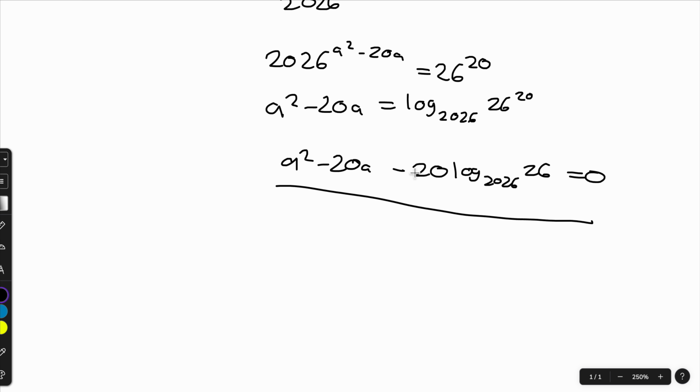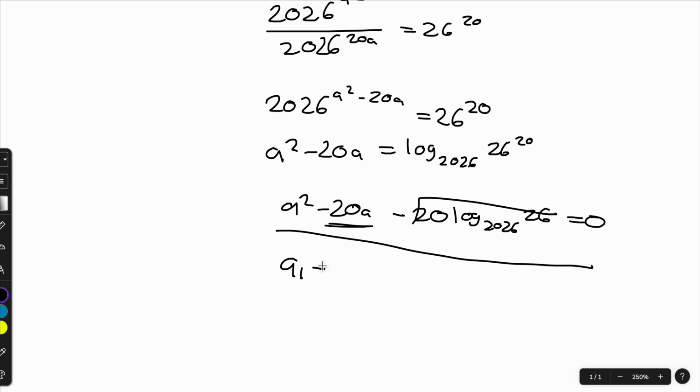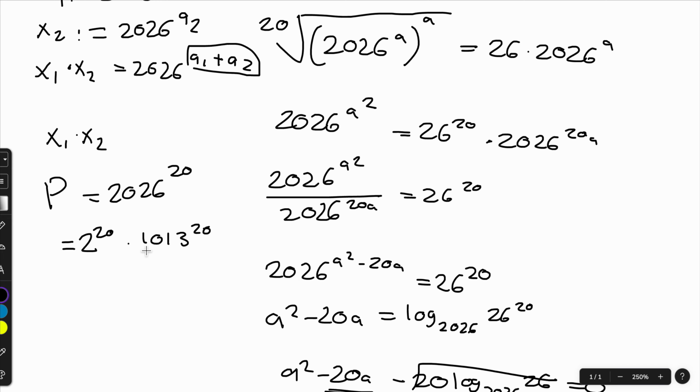We basically just have to find the sum of the values of a that satisfy this equation here. So instead of having to deal with this weird term, which you would think by Vieta's that this contains a product, we only actually have to deal with this one since it's the sum. So now we know that a sub 1 plus a sub 2 is equal to 20 by, again, Vieta's. So our x1 times x2, which is p, the integer they gave, is equal to 2026 to the 20th. And let's just decompose this. This is equal to 2 to the 20th times 1013 to the 20th, and 1013 is prime.